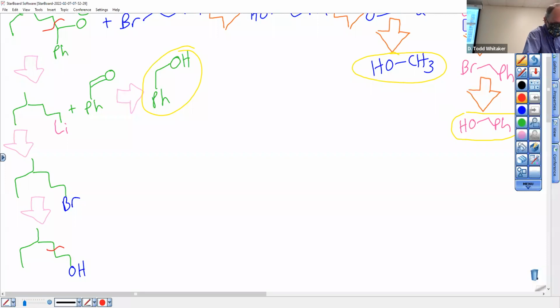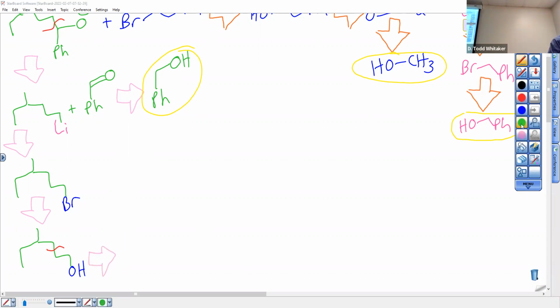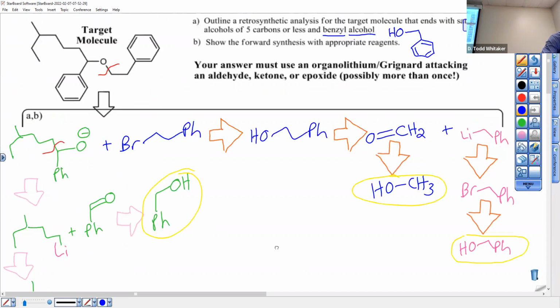If I attack a species on 1 carbon and I'm left with an oxygen on the adjacent carbon, that language is reserved for epoxides, everybody. And before you go saying, I didn't know I'd have to use an epoxide, just look at the original question, everybody. Your answer must then use an organolithium or Grignard attacking an aldehyde, ketone, or epoxide, possibly more than once.